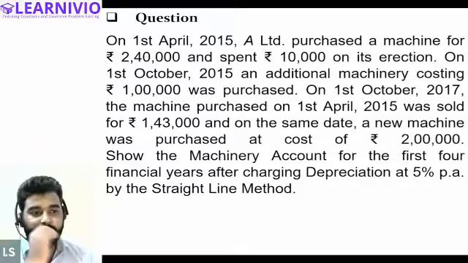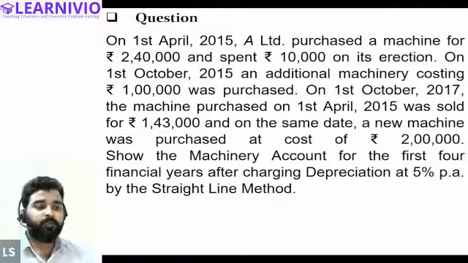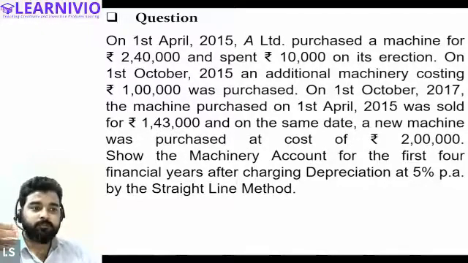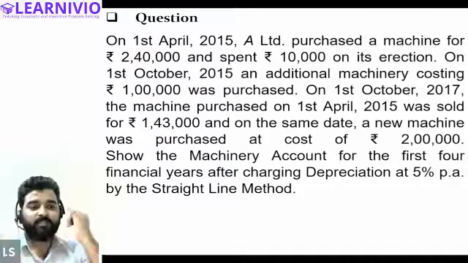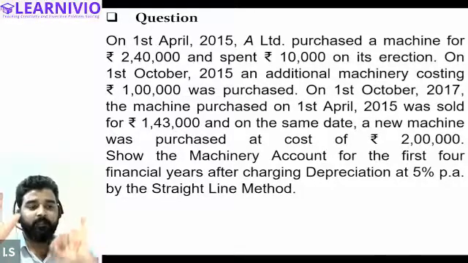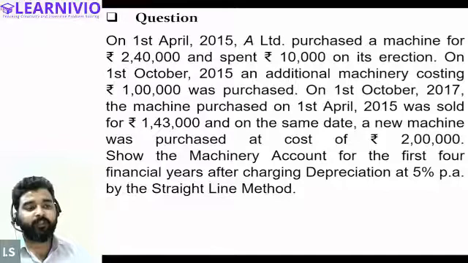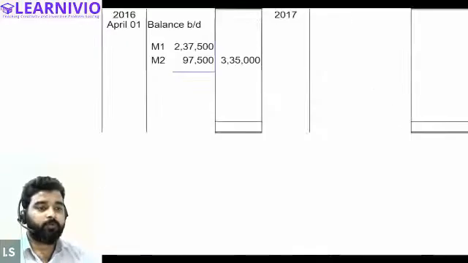That means on this machinery, depreciation will be applicable for the 6-month period only, because we are selling it in the middle of the year. Depreciation will be charged from April till September: April, May, June, July, August, and September. After depreciating, we will calculate the written down value, the current value of the machinery, and then calculate whatever the profit or loss is. Let me show you how it will be done.